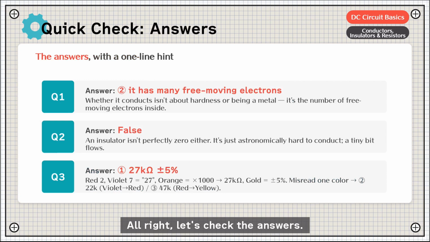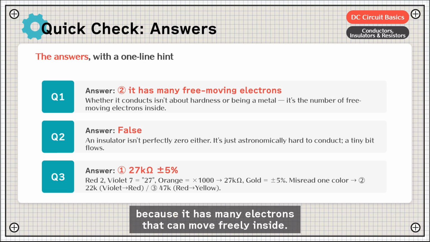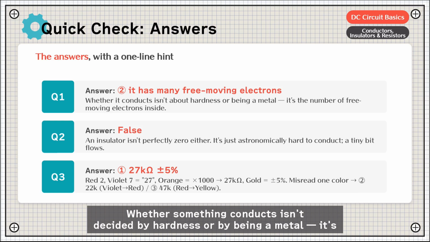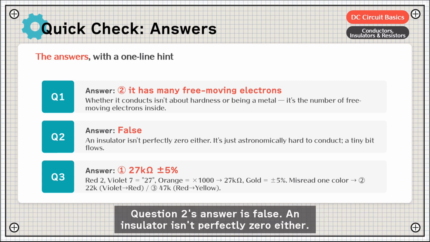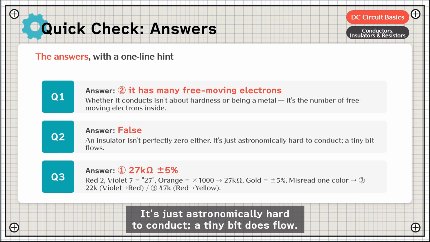Alright, let's check the answers. Question 1's answer is 2, because it has many electrons that can move freely inside. Whether something conducts isn't decided by hardness or by being a metal, it's decided by how many free-moving electrons there are. Question 2's answer is false. An insulator isn't perfectly 0 either. It's just astronomically hard to conduct. A tiny bit does flow.